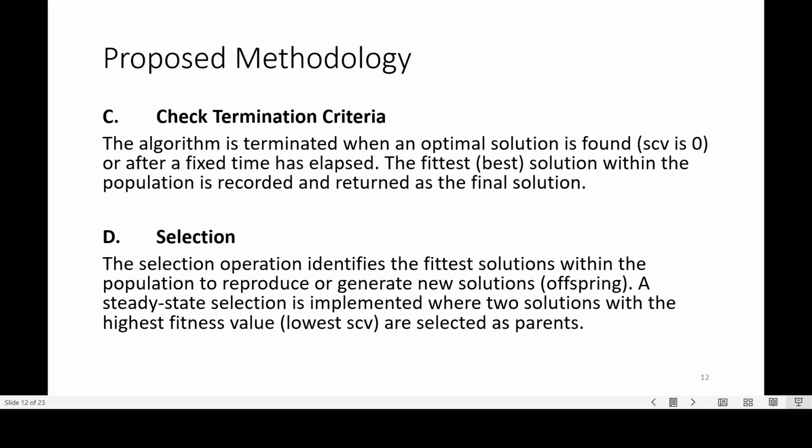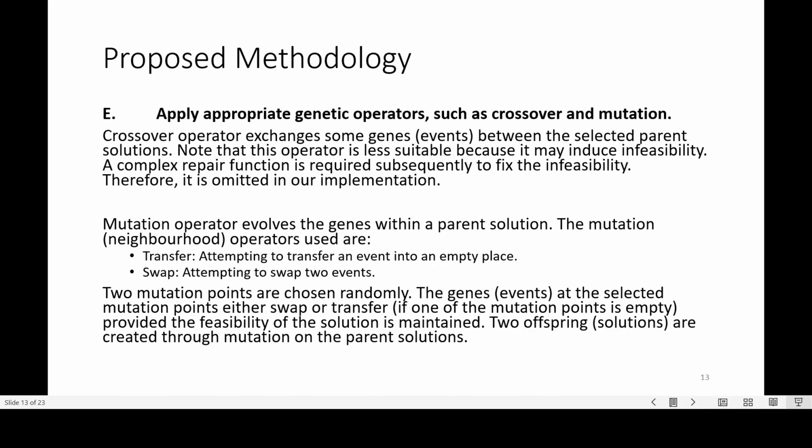Selection. The selection operation identifies the fittest solutions within the population to reproduce or generate new solutions. A steady-state selection is implemented where two solutions with the highest fitness value are selected as parents. Apply appropriate genetic operators such as crossover and mutation. Crossover operator exchanges some genes between the selected parent solutions. Note that this operator is less suitable because it may induce infeasibility. A complex repair function is required subsequently to fix the infeasibility. Therefore, it is omitted in our implementation.